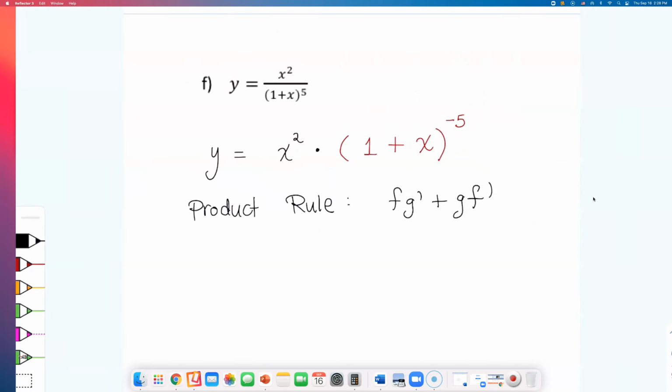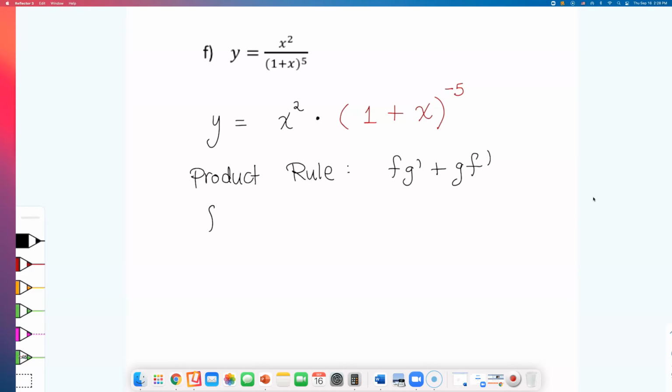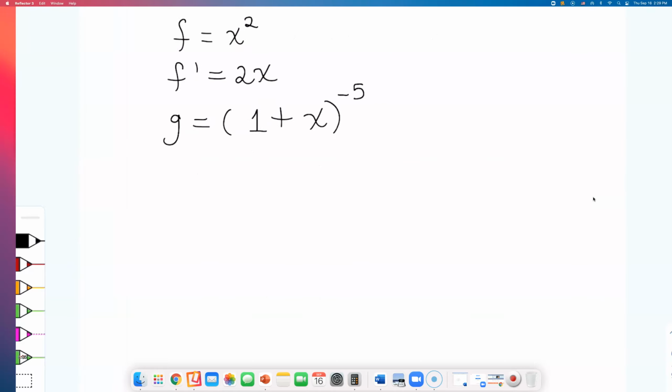I'm going to identify all my pieces. First is x squared. Derivative of that is 2x. Second is 1 plus x getting raised to the negative 5th power. And we have to use a chain rule to find the derivative of that. So take a look. What is g prime?